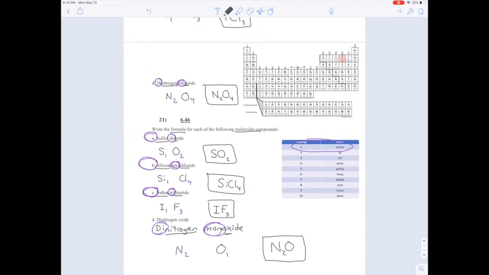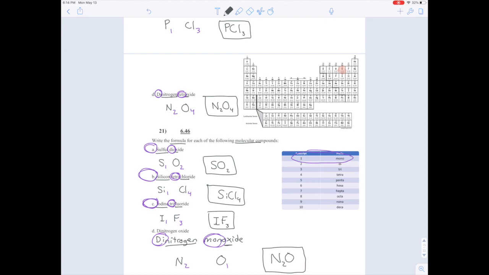And so you can see how the name of a molecular compound gives you all the information you need to write the chemical formula that gives you the ratio of elements to each other in that compound.